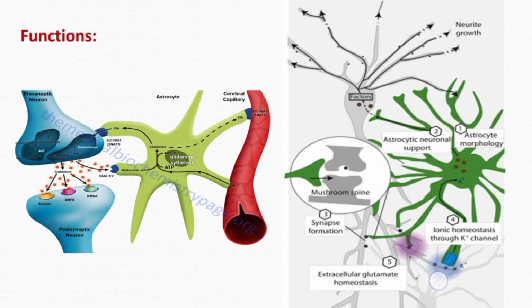Then a very important function of the astrocyte is that they regulate the concentration of electrolytes in the CNS, and they also regulate the concentration of neurotransmitters in the CNS, especially at the level of synapses. As you can see here, the concentration of glutamate is being regulated by an astrocyte.